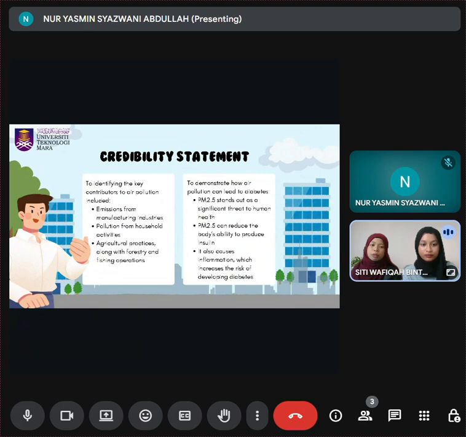Secondly, to demonstrate how air pollution can lead to diabetes, PM 2.5 stands out as a significant threat to human health. PM 2.5 also can reduce the body's ability to produce insulin. It also causes inflammation, which increases the risk of developing diabetes.